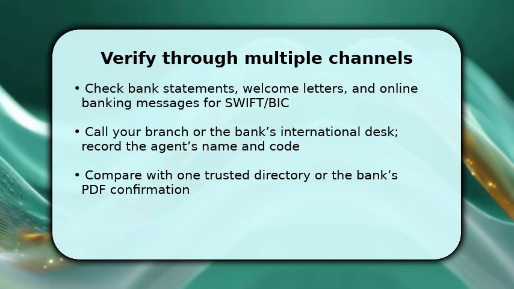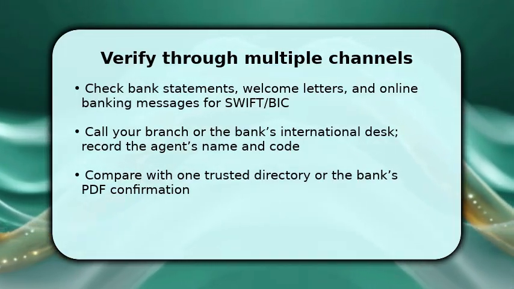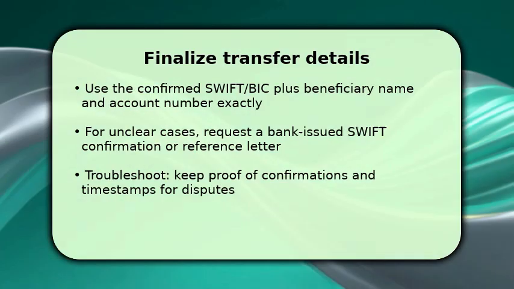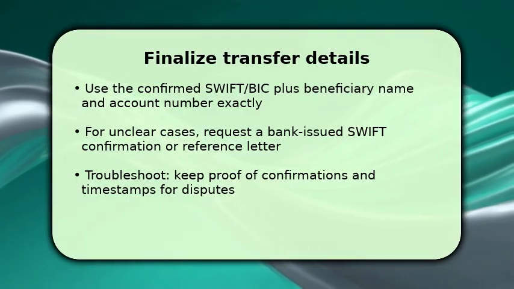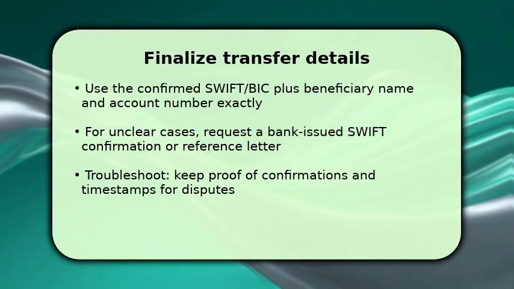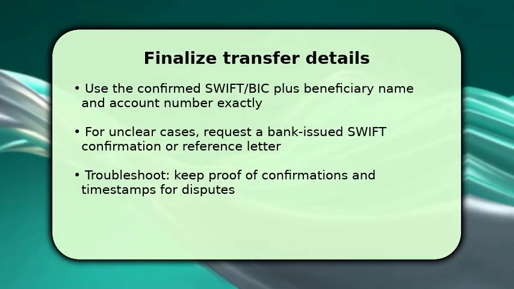So comparing sources prevents using an outdated code, and you finish by entering the confirmed SWIFT/BIC and the beneficiary's exact account details into your sending bank. Small mismatches cause rejections. If you're ever unsure, ask NIC Asia for an official SWIFT confirmation letter before sending funds.